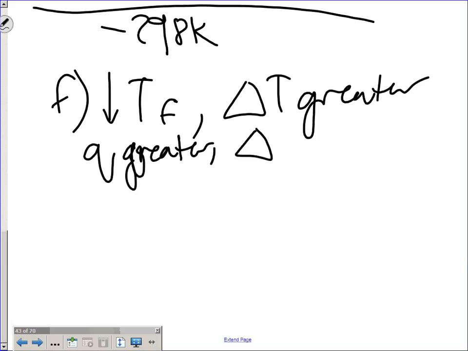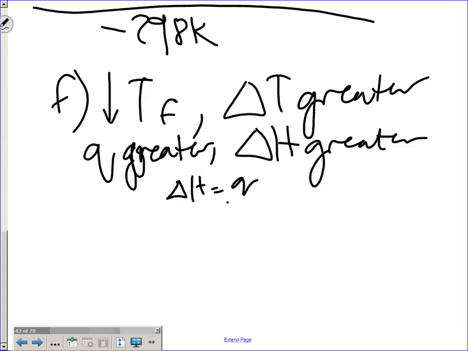It is also going to be greater. Because how are Q and delta H related? Directly, right? So delta H is equal to Q over moles. So if I increase Q, then I calculate delta H to be larger as well. Number one was a hard one to start on, but I thought it held your hand well throughout. But we've got to work on that a little bit more.